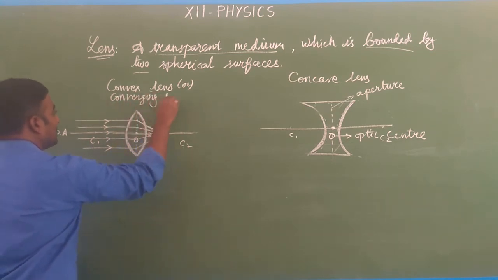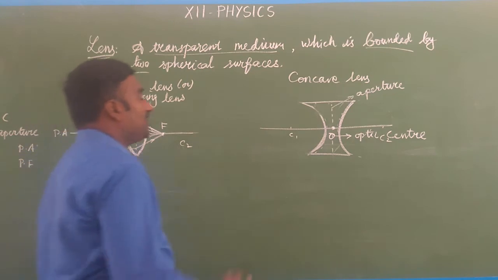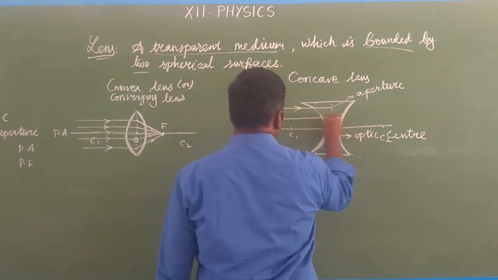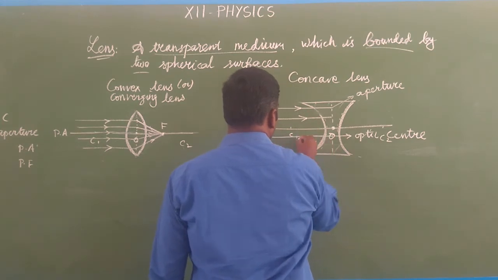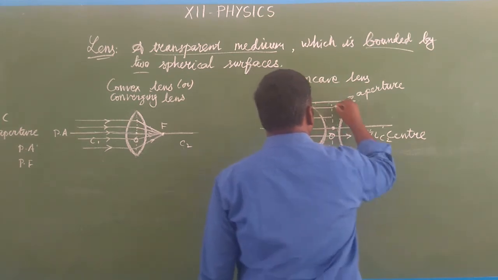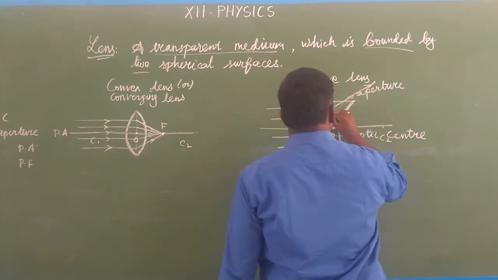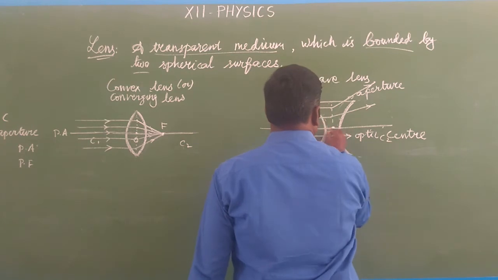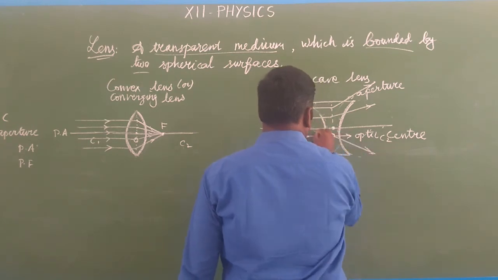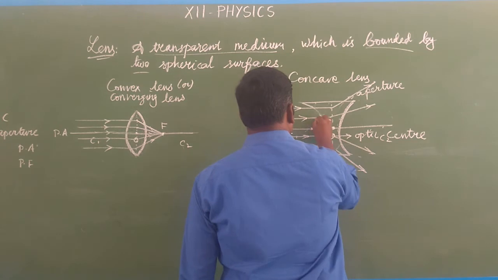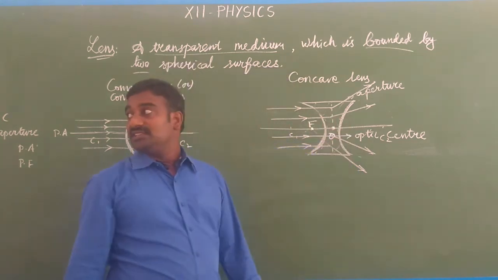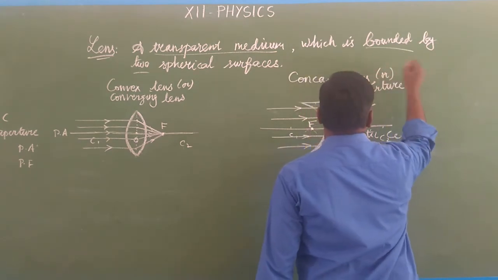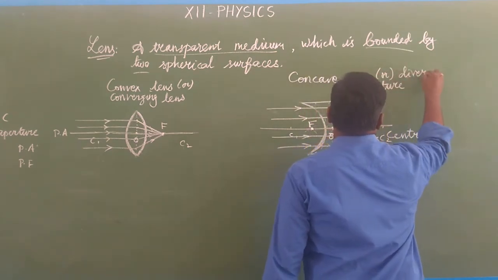A convex lens is also called a converging lens. But in the case of a concave lens, when light from an infinite object is incident parallel to the principal axis, all the rays get diverged away from a point. They appear to meet at a point on the principal axis, so it is called a diverging lens. So another name for the concave lens is diverging lens.